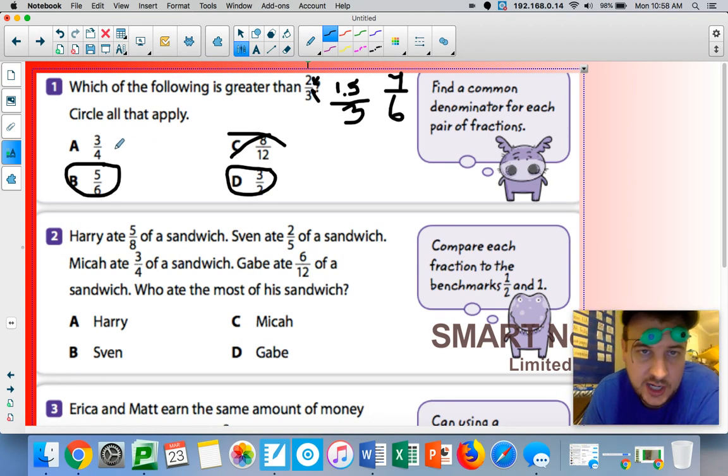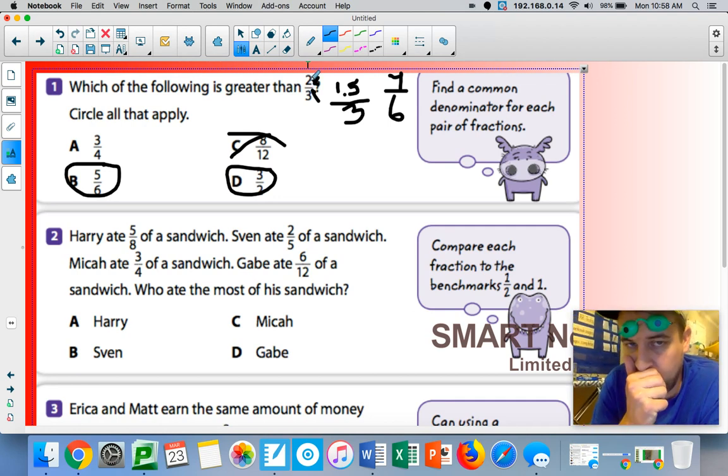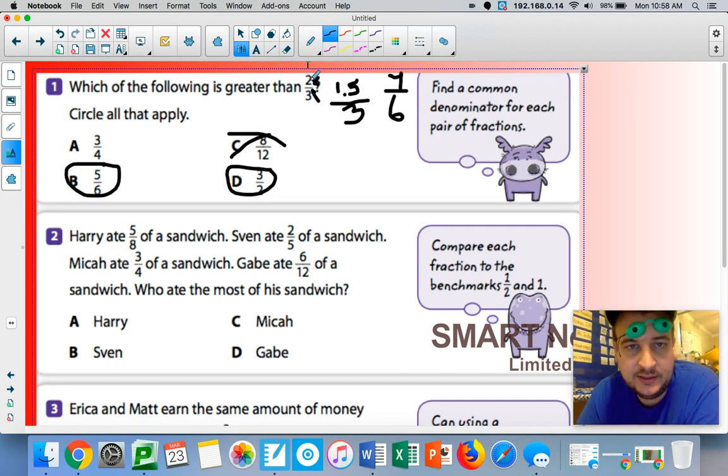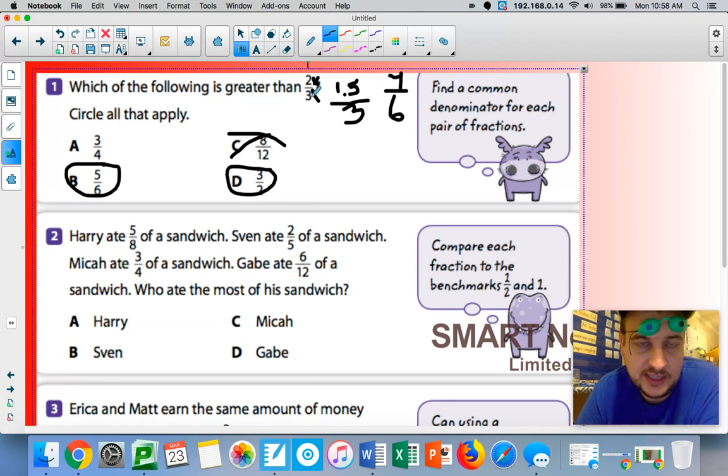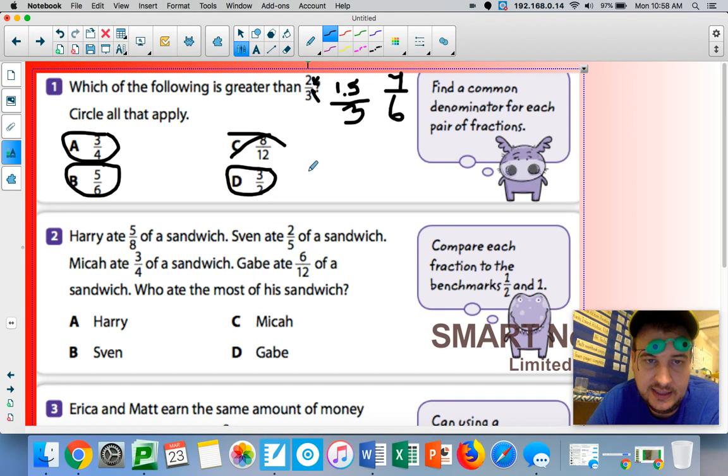3/4. I'm trying to find an equivalent numerator, so let's do 6. So 3 times 2 equals 6. 6 and 3 times 3 is 9, so 6/9. 3 times 2 would be 6, 8. So this would be greater. 6/8 would be greater than 6/9. So A, B, and D are all correct.